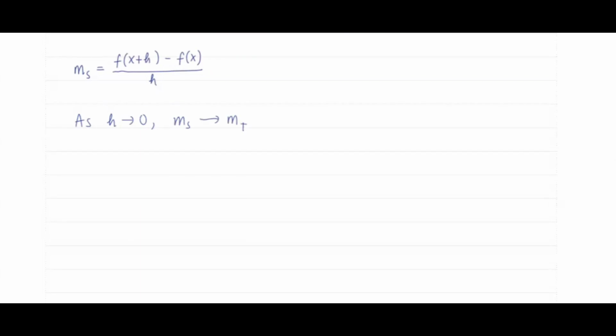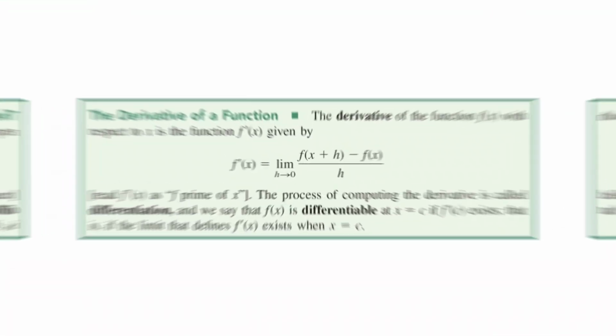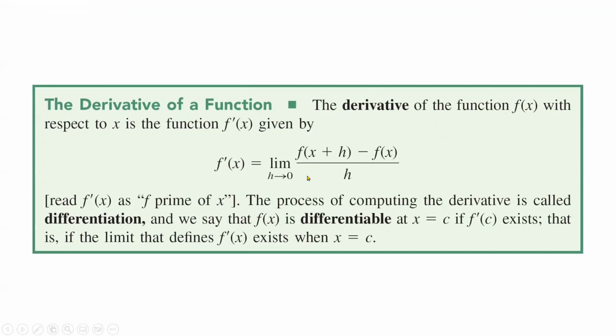This limiting behavior tells us that the slope of the tangent line can be written as the limit as h approaches 0 of the slope of the secant line. Using the expression for m sub s, we now have the definition using limits of the derivative of f(x). The derivative of the function is given by the limit of f(x plus h) minus f(x) over h as h approaches 0. This expression is read as f prime of x. Computing the derivative of a function is what we call differentiation. And we call the function differentiable at x equals c if f prime of c exists.